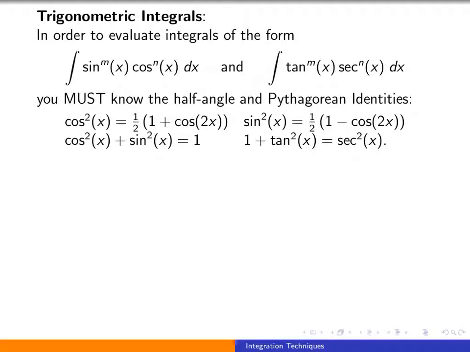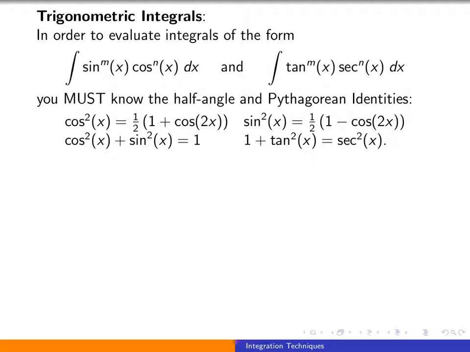In this video, we'll give an overview of evaluating trigonometric integrals. Now, what we mean by trigonometric integrals are integrals of the form sine to a power, cosine to a power, or tangent to a power, secant to a power. And the first observation that I'd like to make is if you want to evaluate integrals of this form, there are several identities that you just have to know.